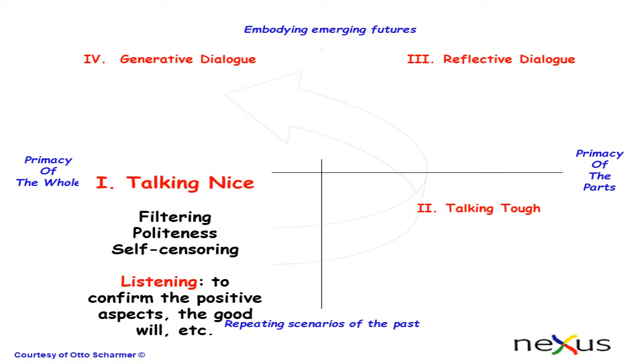Let's zoom in now a little bit on field number 1. Otto Scharmer calls it field talking nice. And why do we call it talking nice? This is a field where, in fact, your primary concern is that the group, everybody's happy, there's no conflict, we're all getting on well. So it's a field where you're going to watch out very carefully what you're saying.